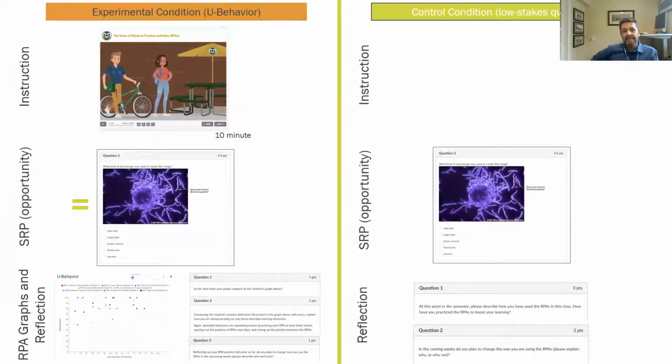As far as the experimental conditions go, this is important for you to understand. In the U behavior condition, we had them go through the tutorial. We had them engage with these retrieval practice activities. We had them look and reflect on how they practiced 3 times throughout the semester. That was their condition.